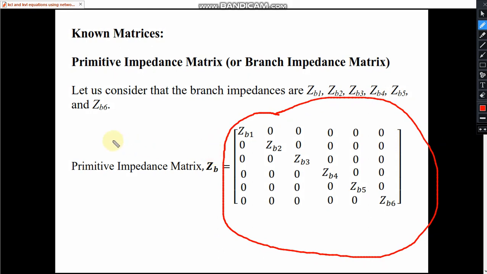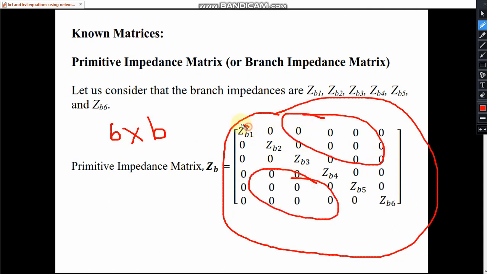The size of this matrix will be B by B. B is number of branches. And here only diagonal elements are there. So impedance of branch number 1, impedance of branch number 2, like this. Okay.